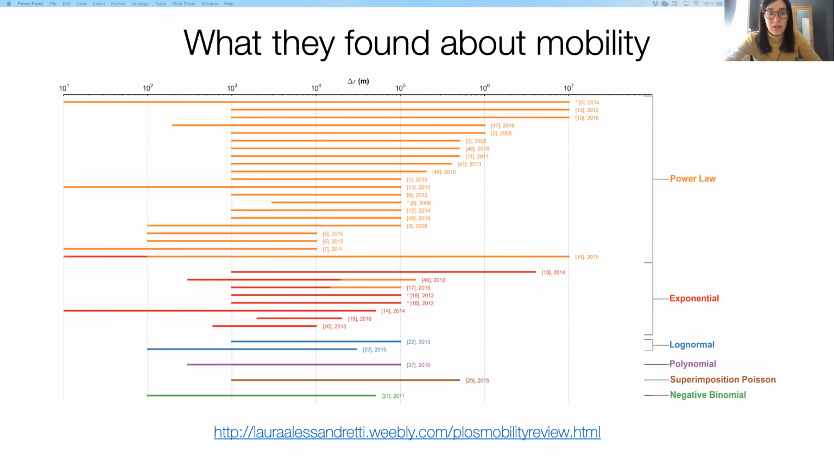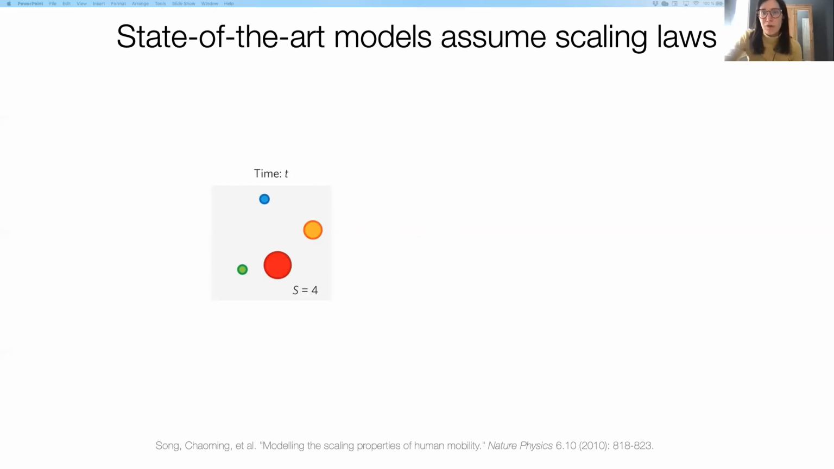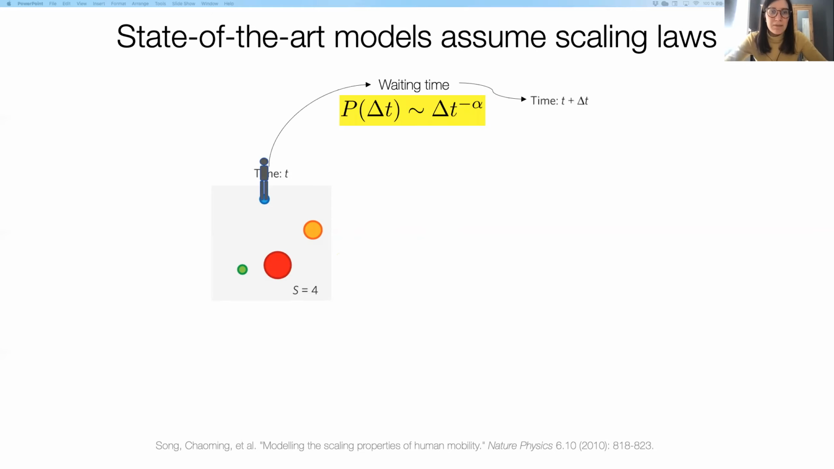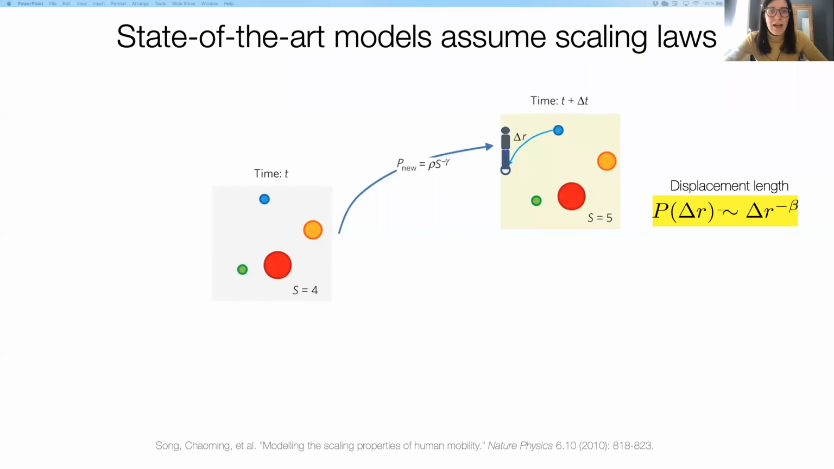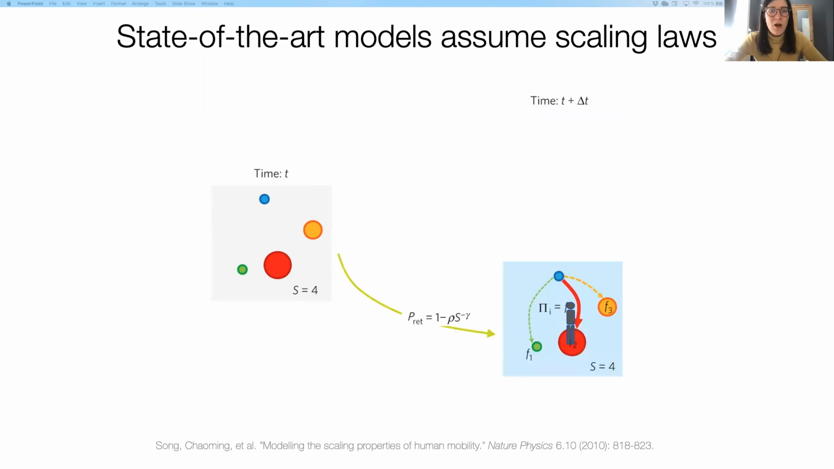And importantly, due to this, all the state-of-the-art models for modeling individual-level mobility assume that there are these scaling laws. So actually the state-of-the-art model is called the exploration and preferential return model, where a given agent located in a given place at a time t will wait at this place for a given time that is extracted from a power law distribution, and then will either explore a new place with a given probability, and in the case the agent explores, it will extract a distance from a power law distribution, or it will return to a previously visited place.